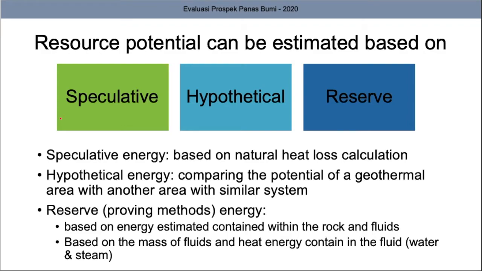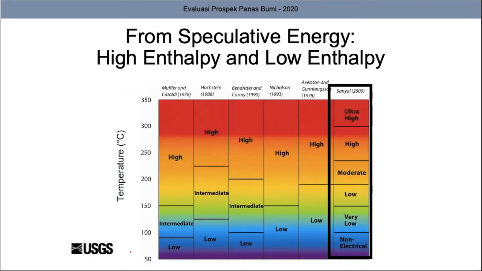Following that, the resource potential can be estimated based on the speculative, hypothetical, and reserve. After some careful review, we will then determine whether the system has a high enthalpy or a low enthalpy. The differences in enthalpy can actually be very important in determining whether a system is used as a direct use or indirect use. Indirect use is closely related to a power plant, whereas direct use is likely to be related to tourism and other more local usage.